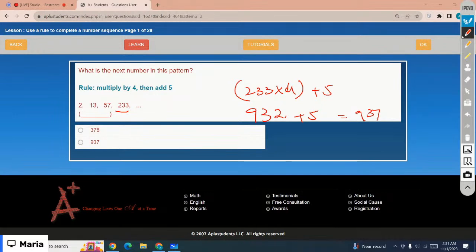The next number in the sequence is 937. Just multiply the last number. The last one is 233. Multiply 233 times 4 and add 5. So that would be 937. Got it? The correct option is 937.